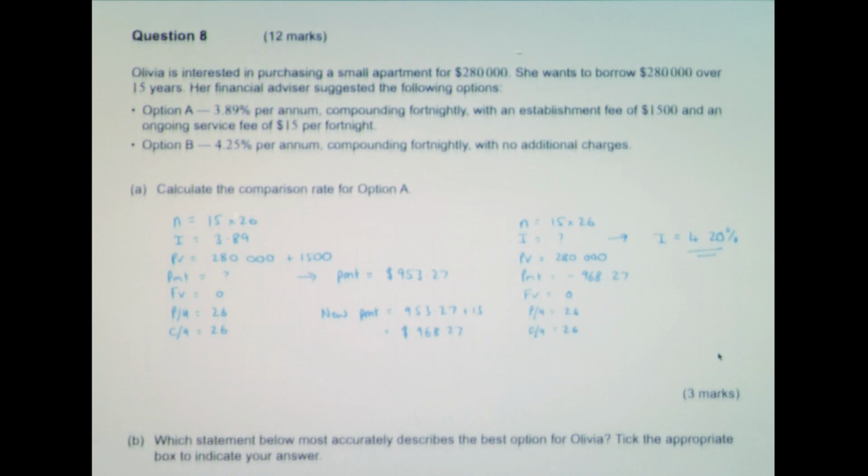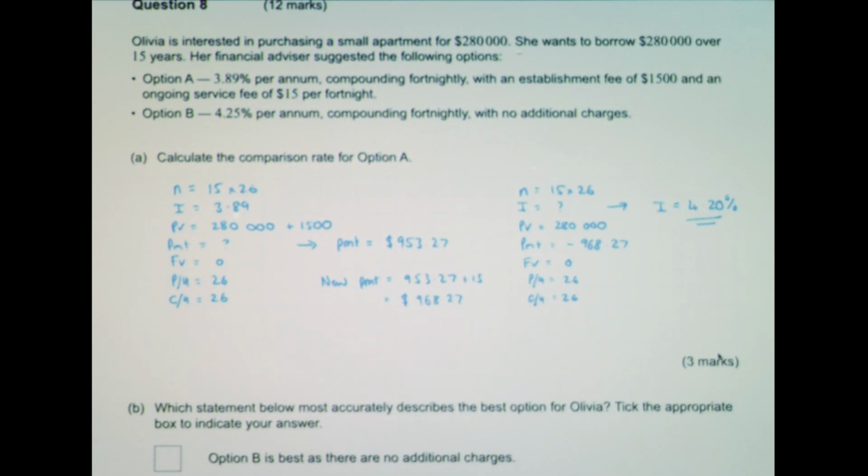Okay, our final question on finance. So we're looking at another loans question. We're looking to purchase a small apartment. We're looking to borrow 280,000 over 15 years, and we've got two options. Okay, so we have to calculate the comparison rate for option A.